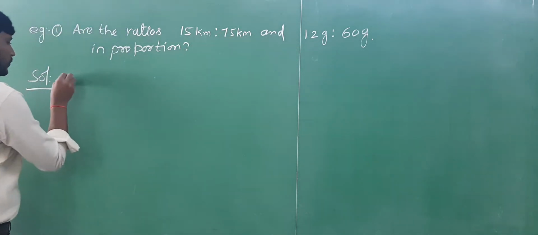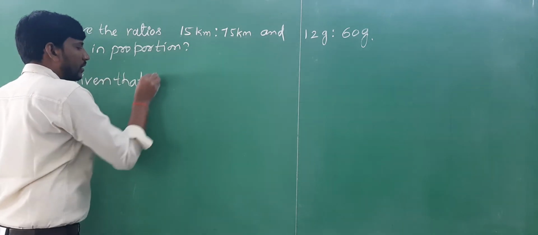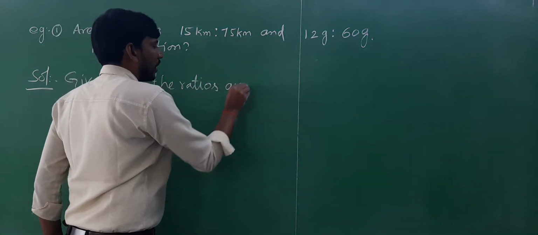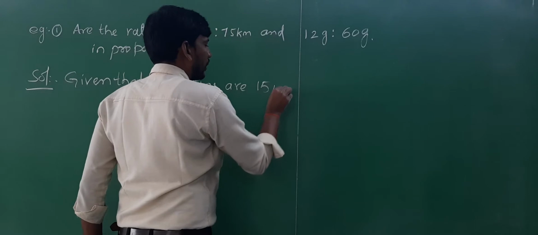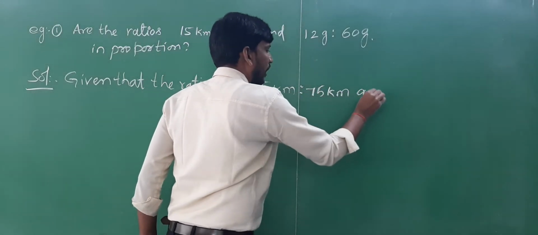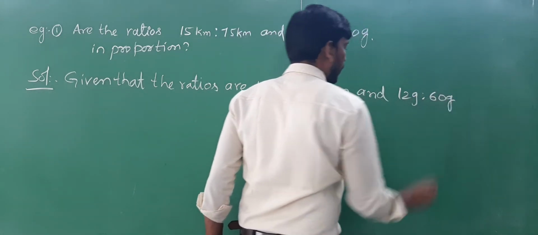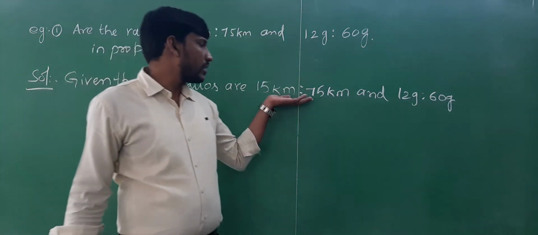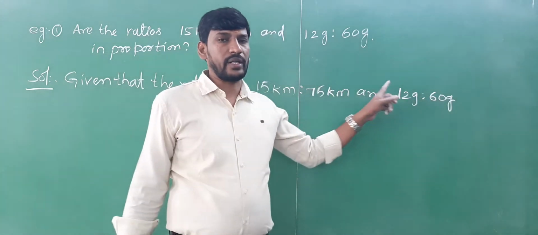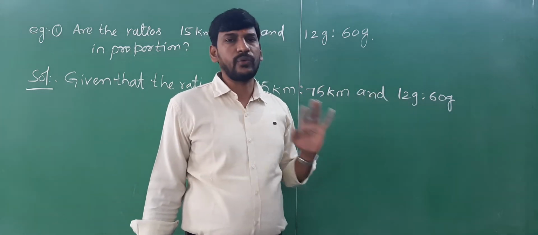Okay. So now, given that the ratios are 15 km is to 75 km, and the other ratio is 12 grams is to 60 grams. Children, see here, this ratio is in terms of kilometers, this ratio in terms of grams. Quantities are different, units are different, but they are in ratio. Whether these two are equal or not, we need to check.